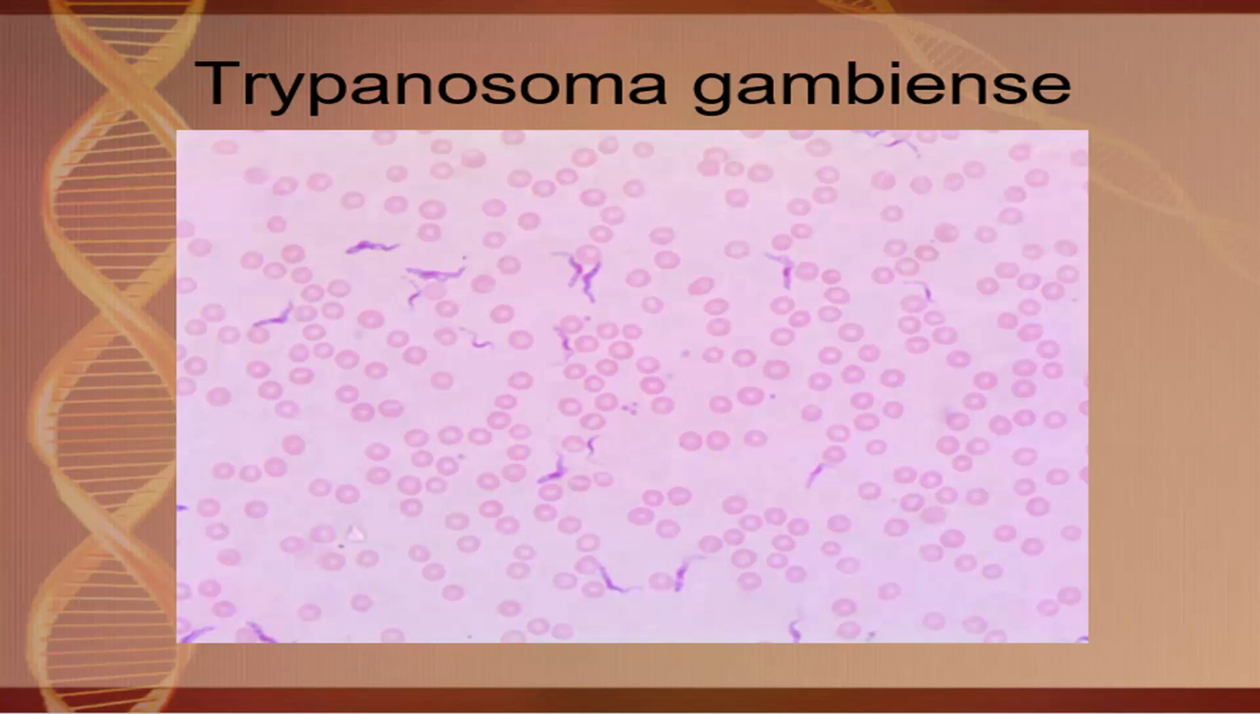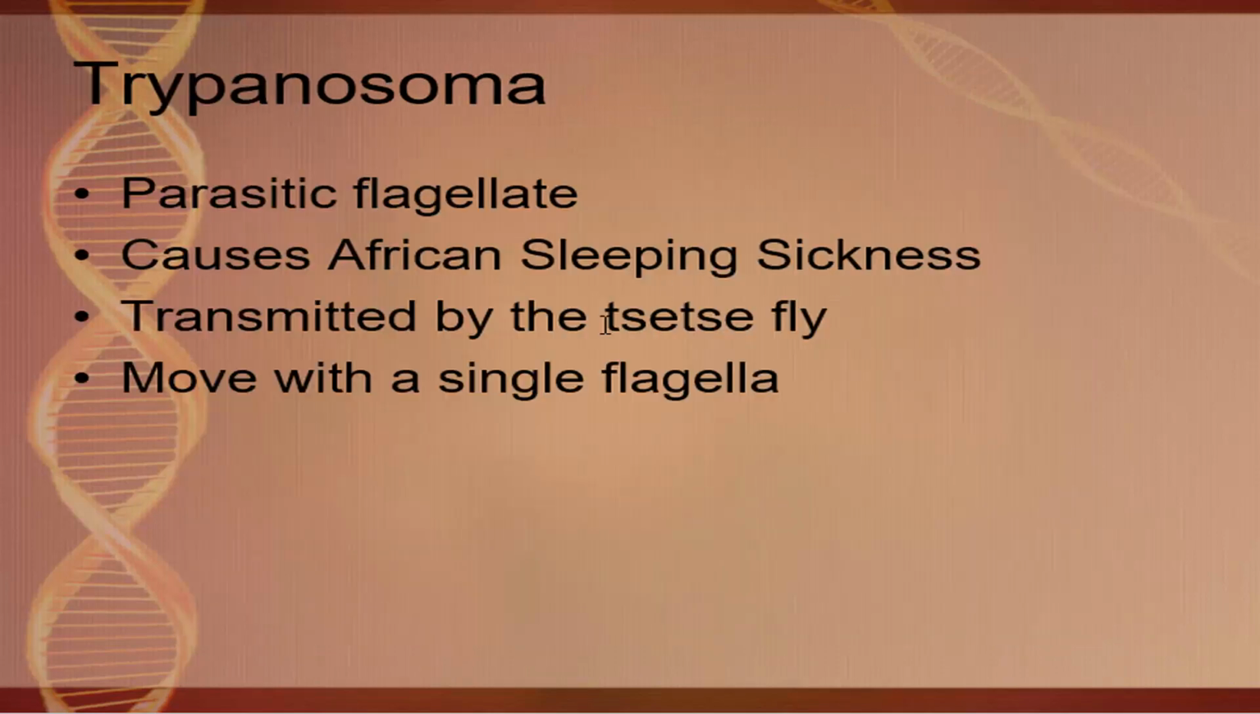Trypanosoma. This is a flagellate. It has a single flagella at the back of the body. And Trypanosoma gambiense is a parasite that gets in your bloodstream. It is spread by a fly called a tsetse fly and causes African sleeping sickness.